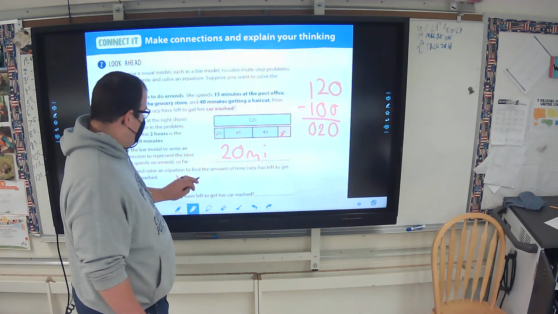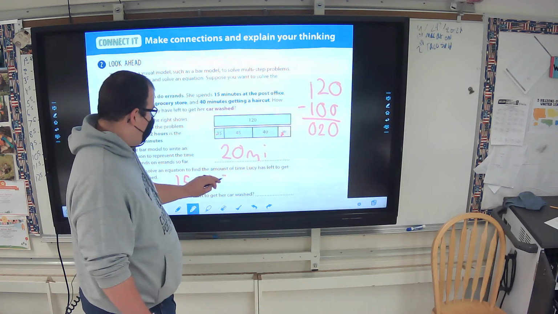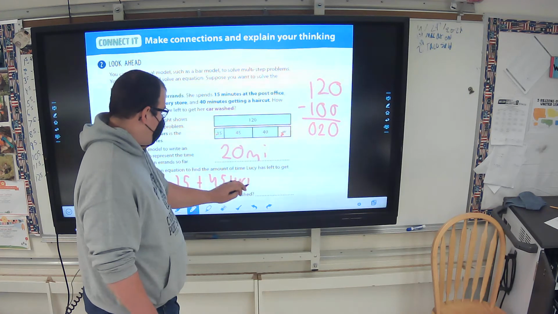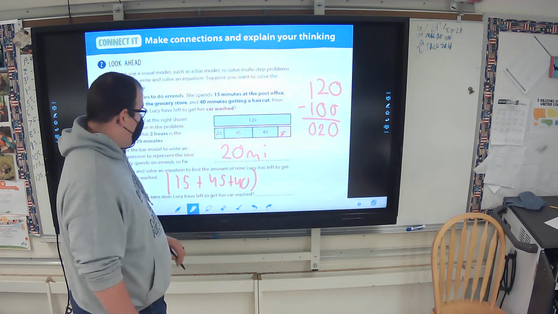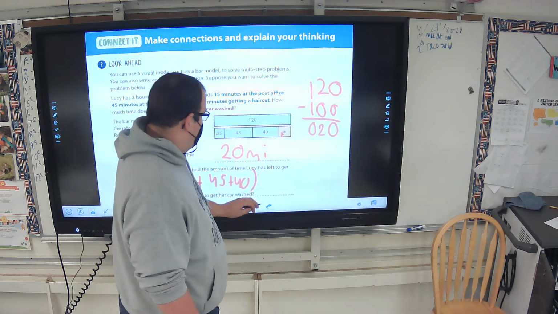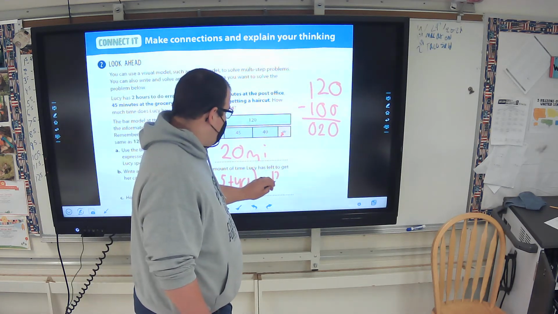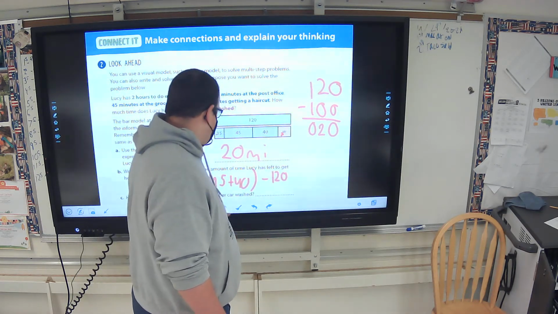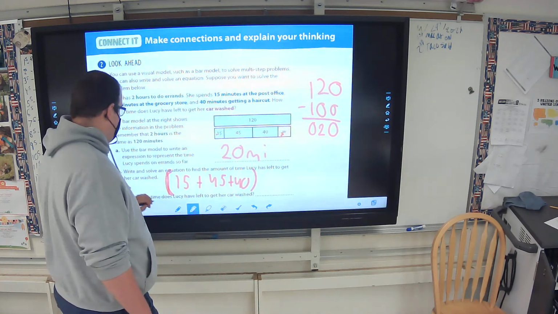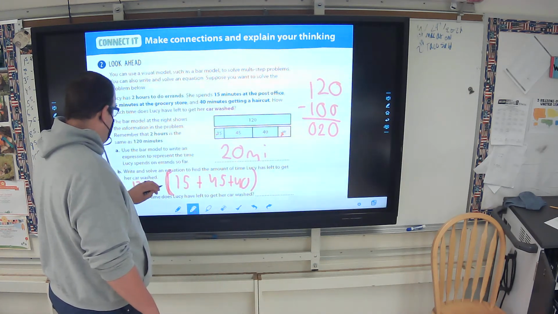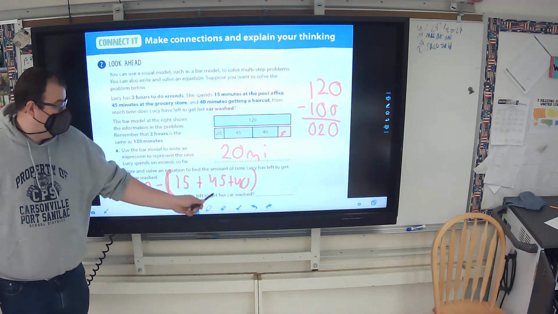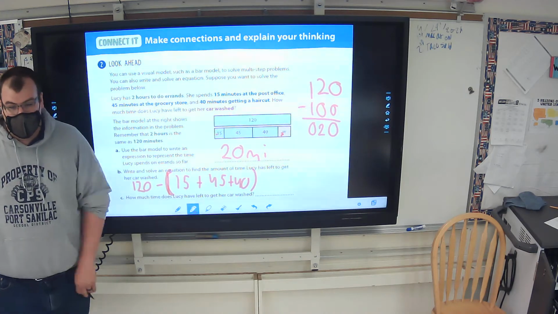15 plus 45 plus 40, and put parentheses around them, and then just do minus 120, or it'd be like this. Because 120 has to come first, right? Would that work? 15 plus 45 plus 40, and then take that away from 120.